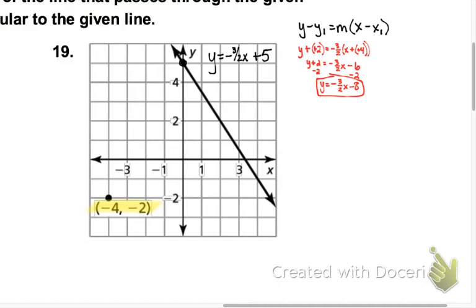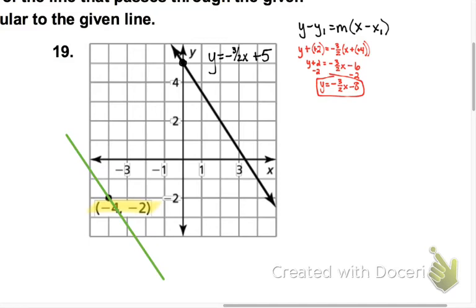Granted you only have so much that you can see, but judging off of about where it's going to go, is it headed for negative 8? Yeah? Okay. Now, what's the only thing different that we're going to do for a perpendicular line, though? For the second part.